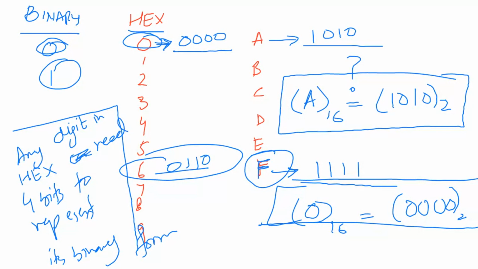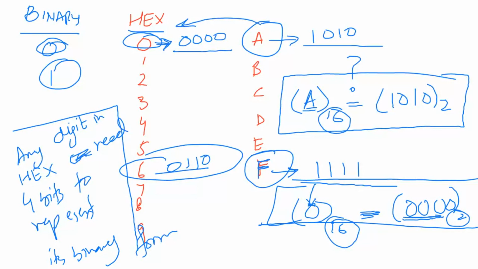So what I'm saying is this 0 in hex form is the same as 4 zeros in binary form. This A in hex form is the same as 1010 in binary form. Okay, any question? So the point to make is that 1 hex digit needs 4 binary digits. Okay, 1 hex digit represents 4 digits in binary. Yes, that's what I'm trying to say, Khalid. Perfect, 1 digit in hex.